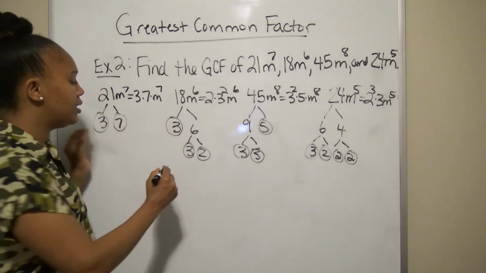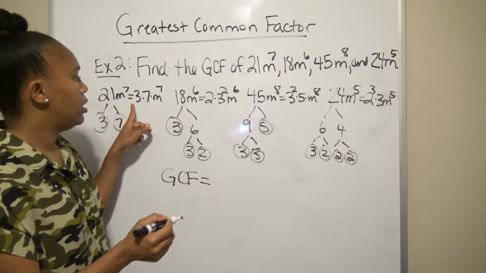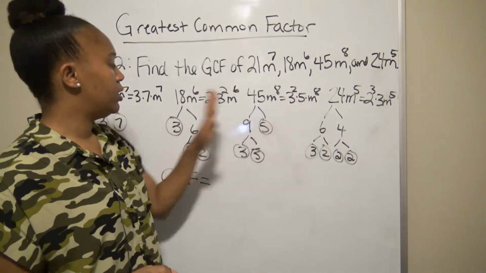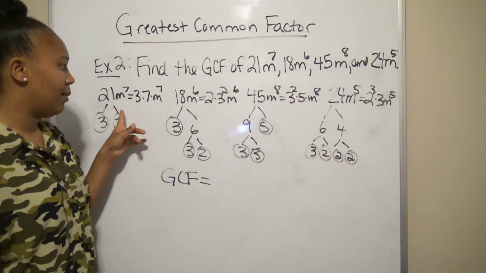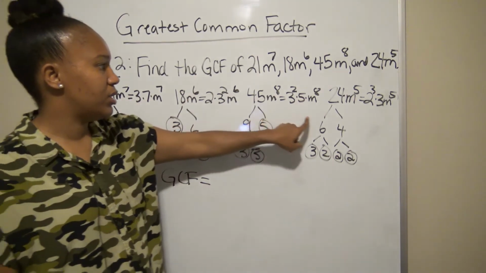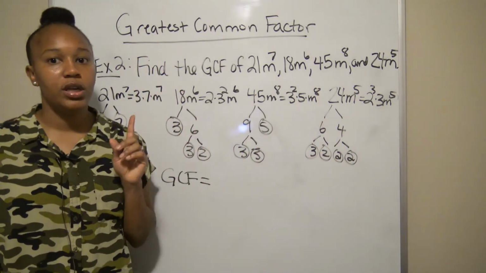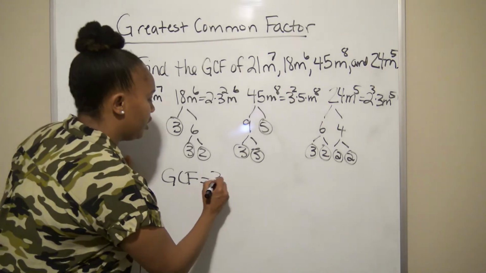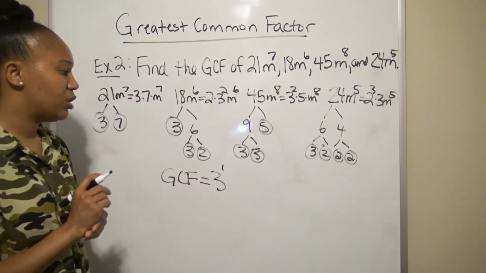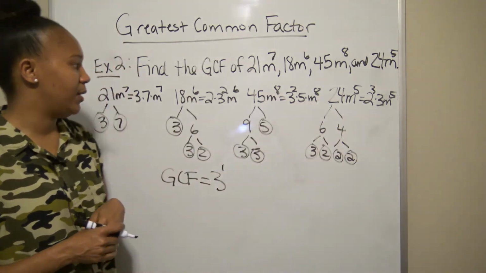So we want to look and see what they all have in common. If we start with the 2's, they all don't have 2's, so 2 would not be something they have in common. If you look at the 3's, this one has 3 to the 1st, 3 to the 2nd, 3 to the 2nd, and 3 to the 1st. So the smallest exponent on the 3 is 1. So this would be 3 to the 1st, which is just 3, but I'll show you 3 to the 1st just so you can know I'm taking the smallest exponent on the 3.